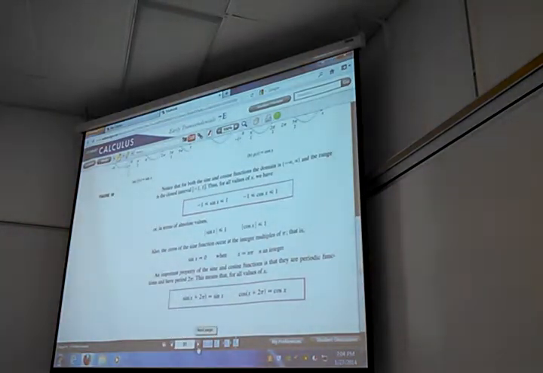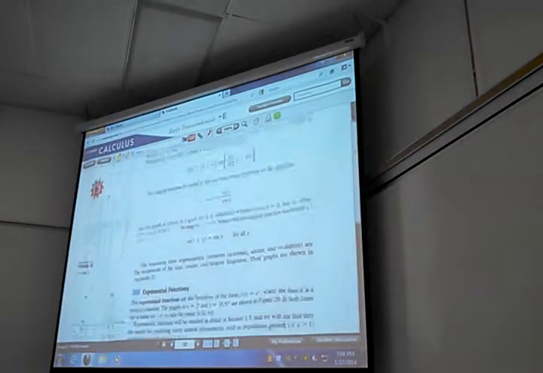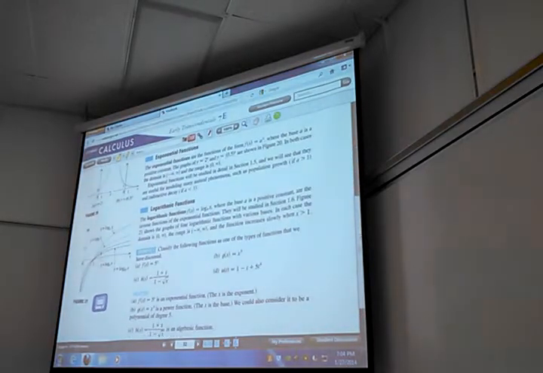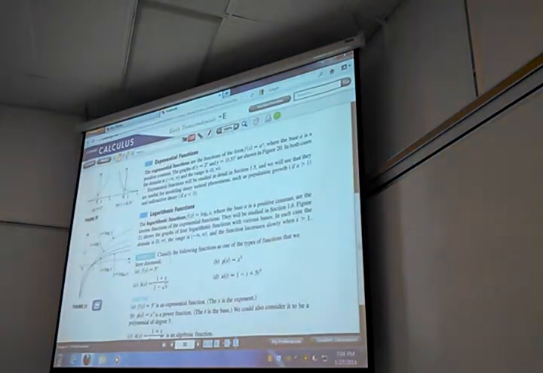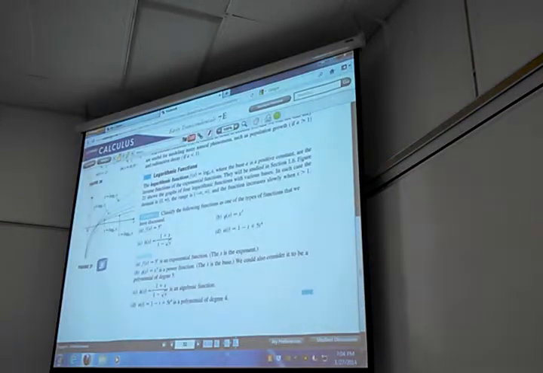Trig functions, of course. So bone up on your trig if you need to. The look of exponential functions, the look of logarithmic functions, of course, those two are inverses of each other.